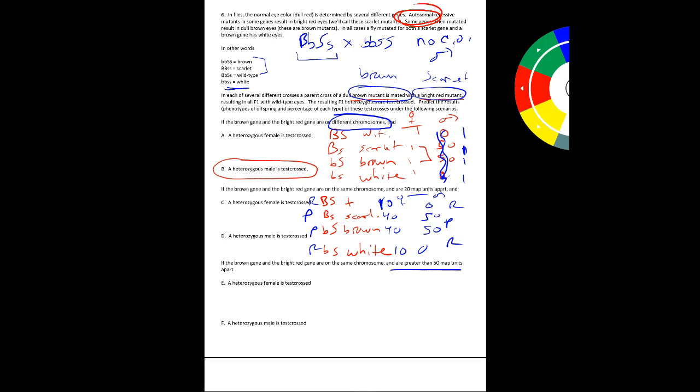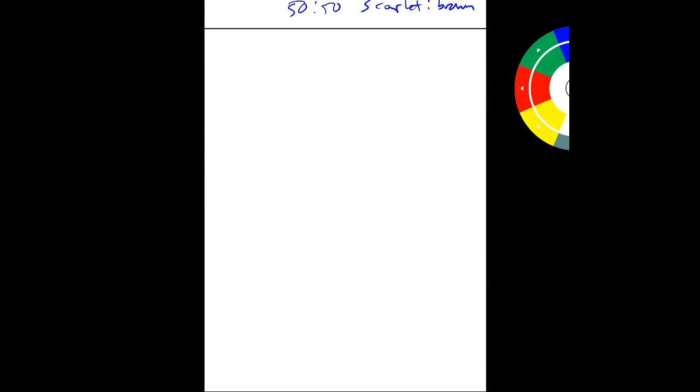If they're greater than 50 map units, a female is test cross, we'll get 1 to 1 to 1 to 1. But if they're on the same chromosome and they're greater than 50, so it looks like independent assortment if there's crossing over. But here we'll get 50-50, and we're going to get 50-50 of the parentals, and the parentals are scarlet and brown. There's that one. Alright, so that's it.